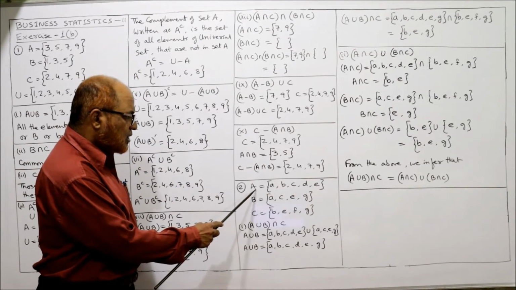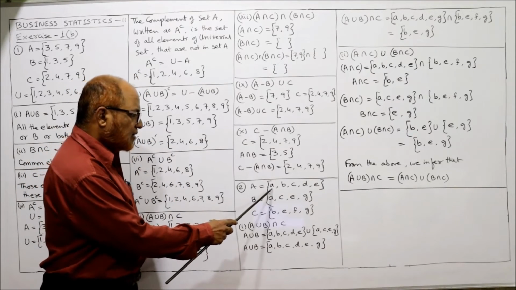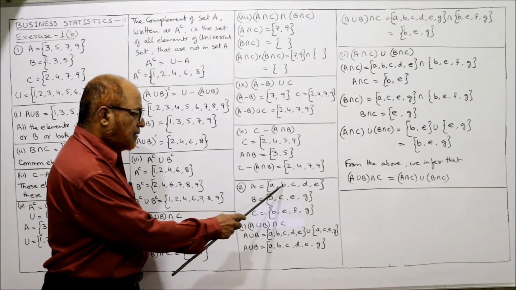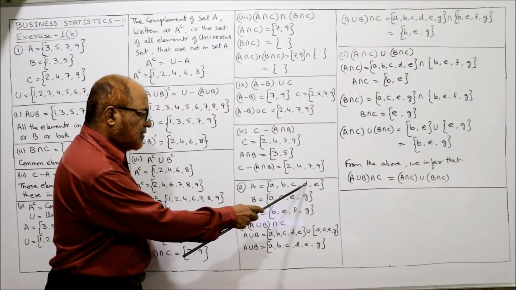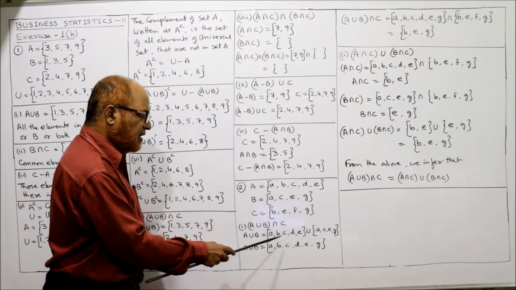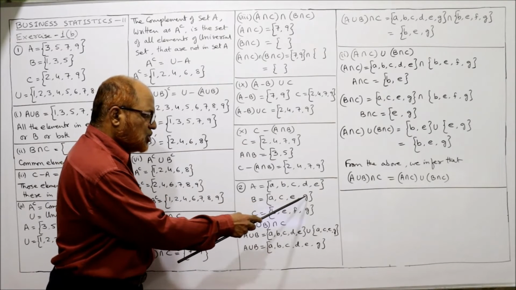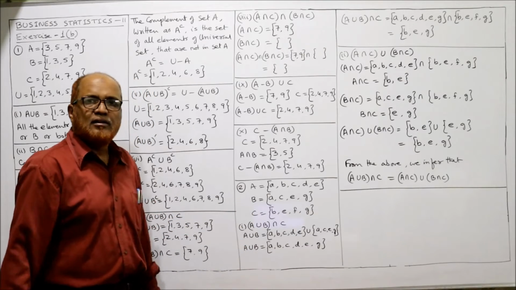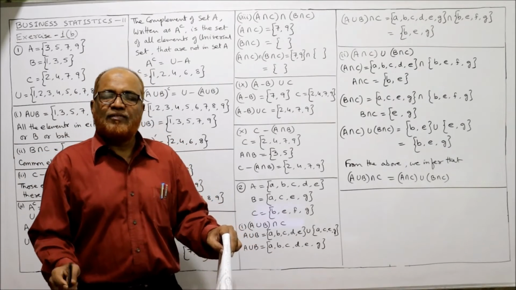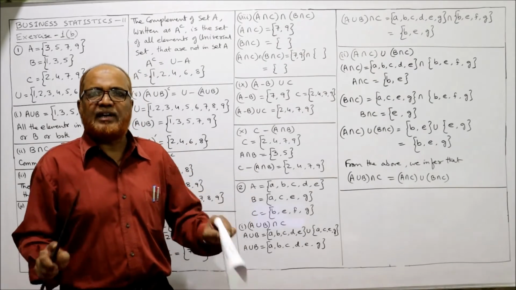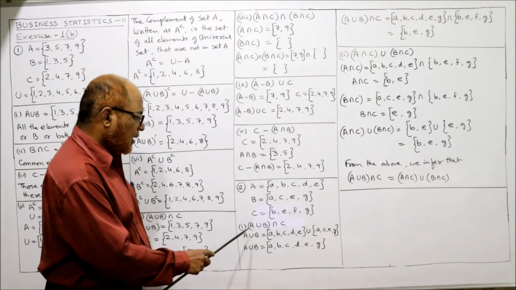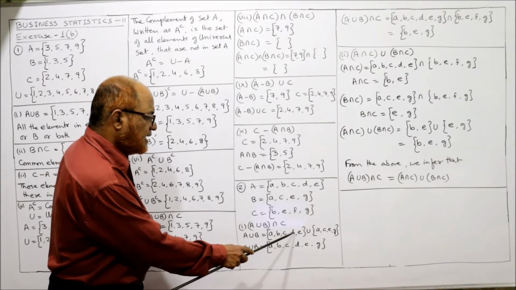So what are the elements of A and B? See here. A is common, we will take it. B is there in A, we will take B. C is common. D is not there in B, but here D is there, so we will take D. E is common. G is there, we will take it. So wherever it is, whether it is in set A, whether it is in set B, or whether it is in both, we will take it. That's all. So A union B is equal to A, B, C, D, E, G.